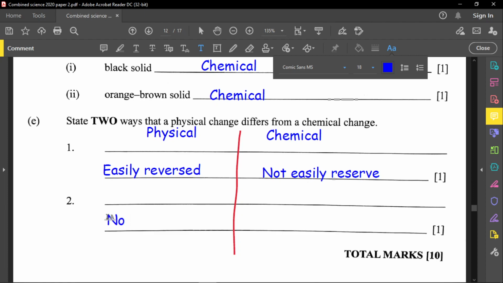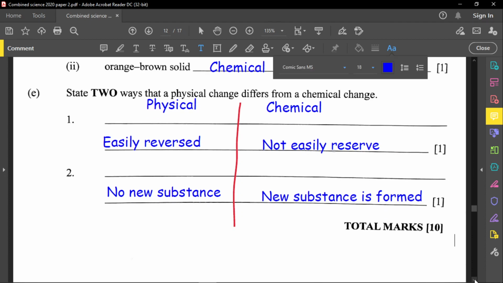So for the next thing we could put here, for a physical change, no new substance is formed. But in a chemical change, a new substance is formed. You must get a new substance, or substances, as the case may be. All right, so that's the end of that question there.